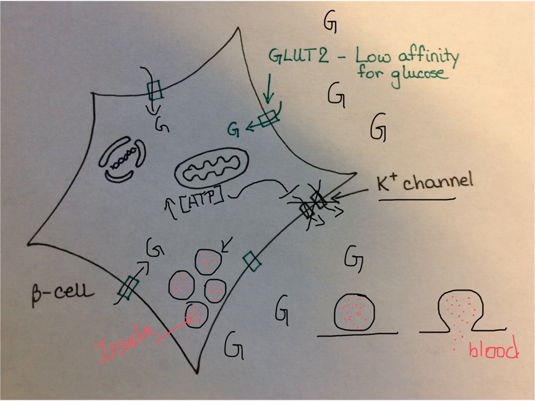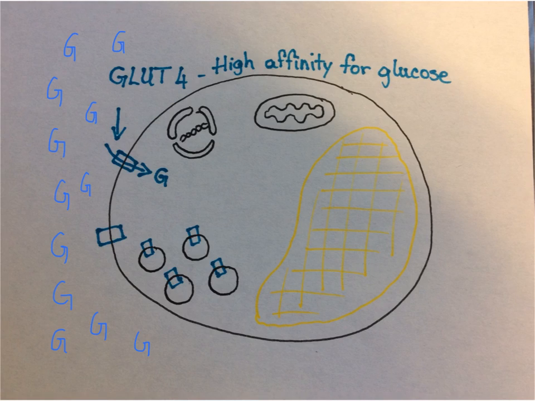Let's consider what happens when that insulin reaches the adipocyte. The adipocyte, too, is experiencing high levels of glucose in its extracellular environment. Remember that it expresses the glucose transporter GLUT4, which has a high affinity for glucose, meaning that even when there are low levels of glucose, those glucose molecules can interact with the transporter and diffuse into the cell.